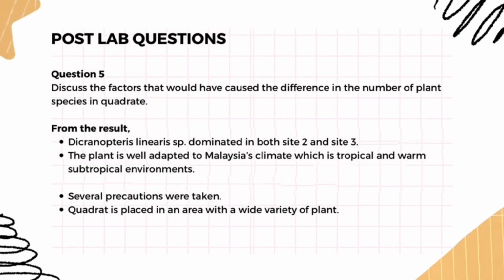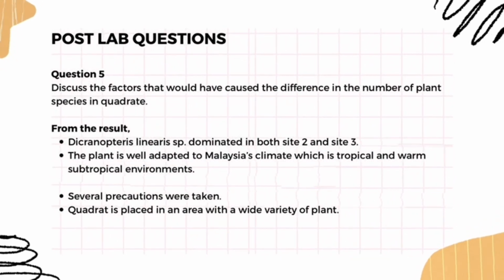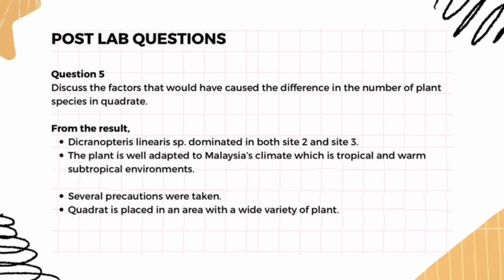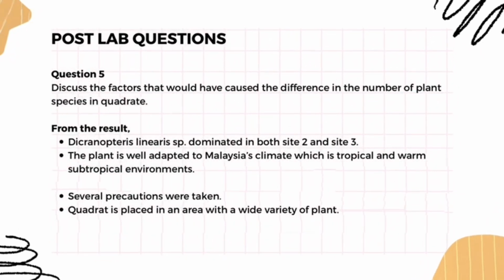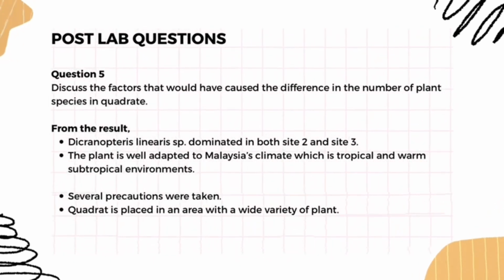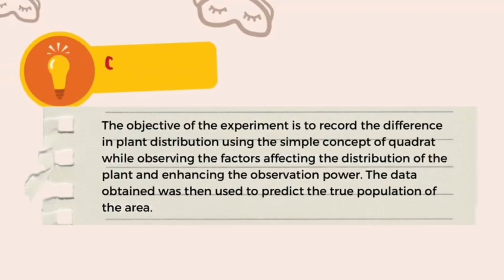From the result, the Chronopteris linearis species dominated in both side 2 and 3. The plant is well adapted to Malaysia's climate, which is tropical and warm subtropical environments. Several precautions were taken. The quadrant was placed in an area with a wide variety of plants.